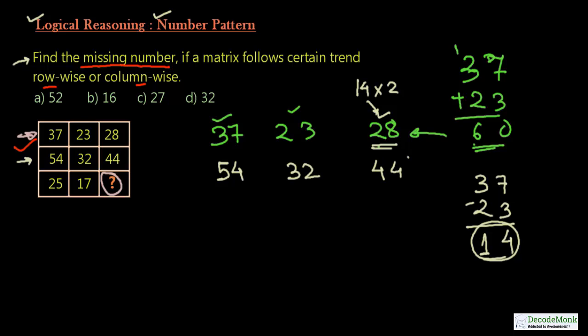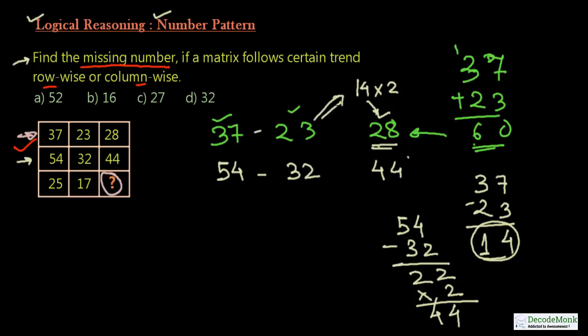So what we will do? We will first of all carry out the subtraction between the first two cells, that is 54 minus 32, which is equal to 22, and 22 multiplied by 2 is 44. Yes, the relationship is same. 37 minus 23 is 14 and 14 multiplied by 2 is 28. 54 minus 32 gives you 22 and 22 multiplied by 2 is 44.